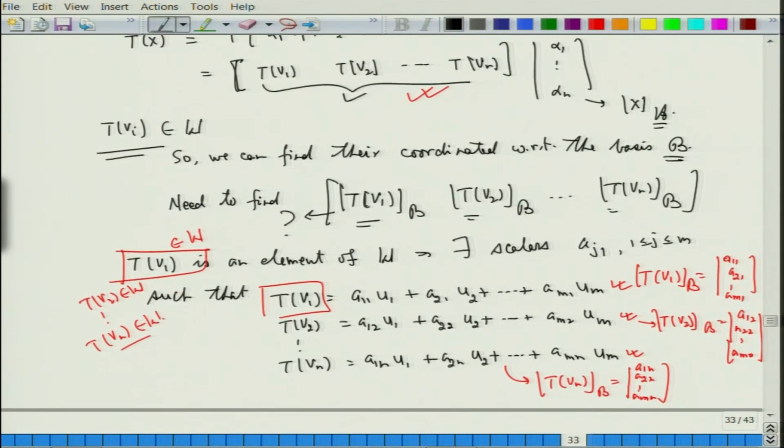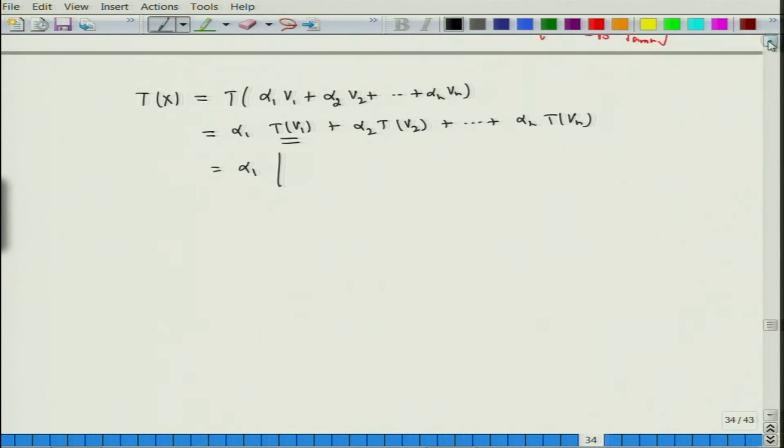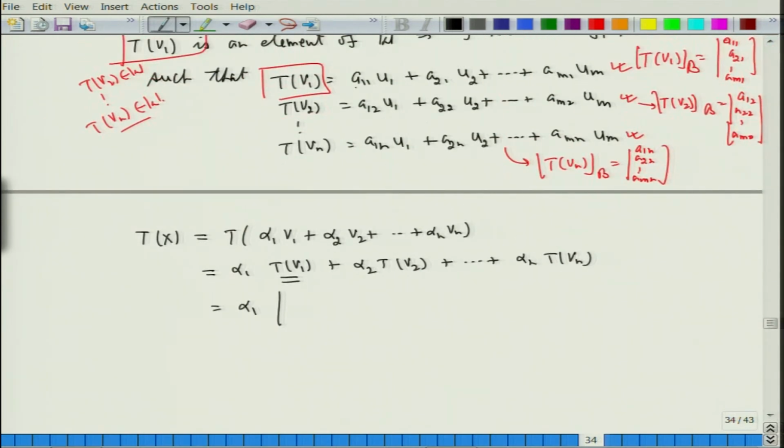So again look at here, T of V1, this is what we wrote. Fine. So that there is no confusion for you, otherwise there will be problems. So this is same as alpha 1. Now what is T of V1? Look at what is T of V1. T of V1 was, let's write this as a linear combination.